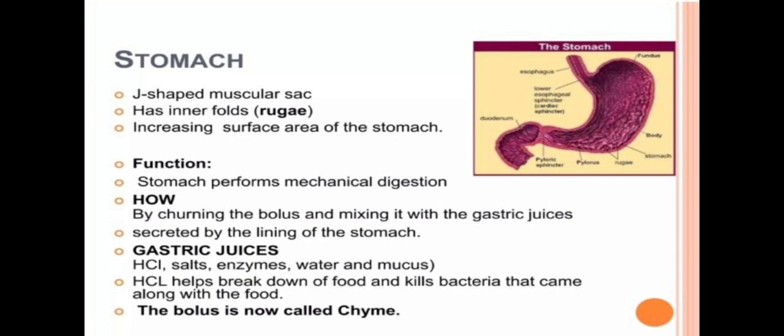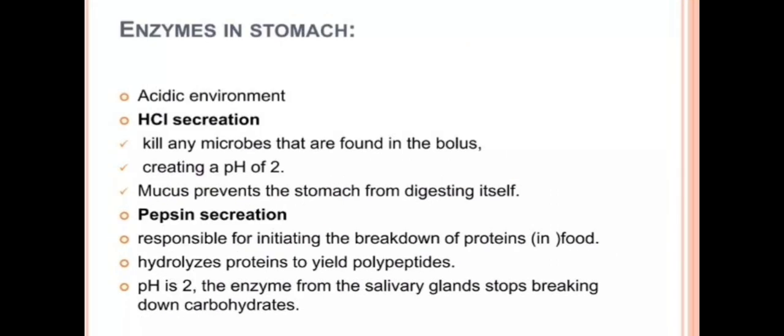And gastric juices are HCl, which means hydrochloric acid, salts, enzymes, water and mucus. HCl breaks down the food and kills the bacteria that came along with the food. And the bolus is now called chyme. Enzymes: acidic environment, HCl secretion. It kills the microbes found in the bolus, creating a pH of 2.